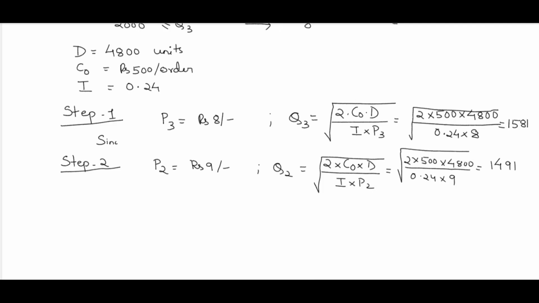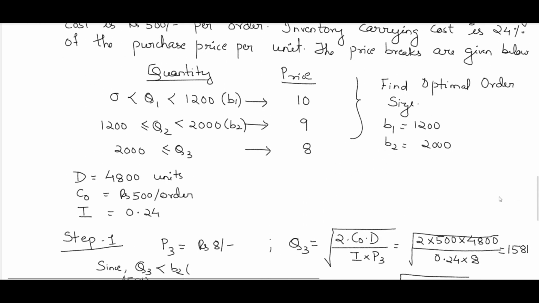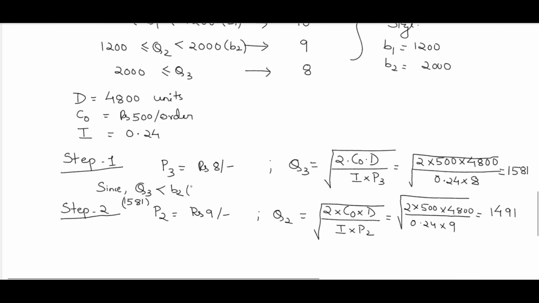Why are we going to step 2? Since Q3 is less than B2. What is Q3? Q3 is our 1581. It is less than B2. B2 is how much? B2 is 2000. So we have to go to step 2.